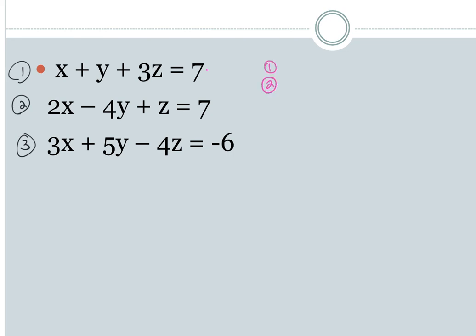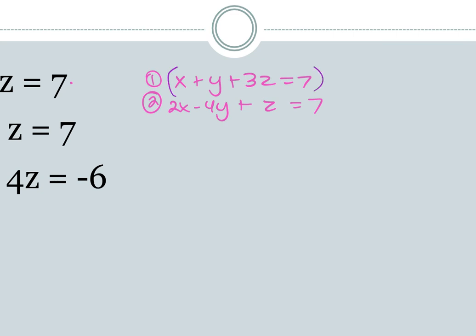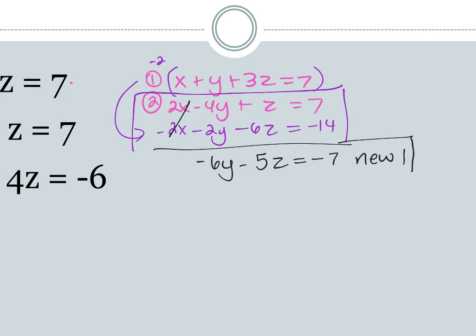So I have 1 and I have 2. I'm going to write this over here just so that we see it. 1 and 2, and then I want to cancel out the x. Last time I did this in one step, but I'm going to separate it out so you can see it. I'm going to multiply 1 by negative 2. Negative 2x minus 2y minus 6z equals negative 14. And then I'm using these two. That cancels out the x. That was our plan. Negative 6y minus 5z equals negative 7. And this is new 1.